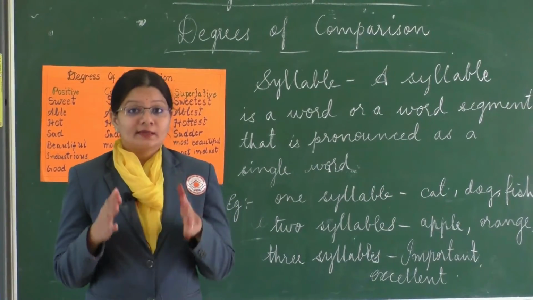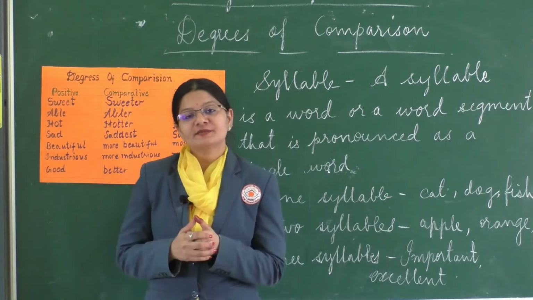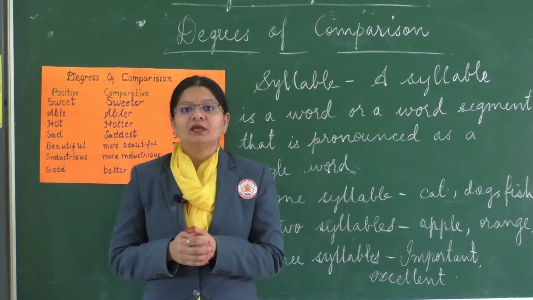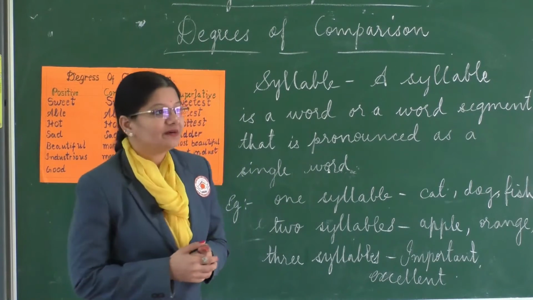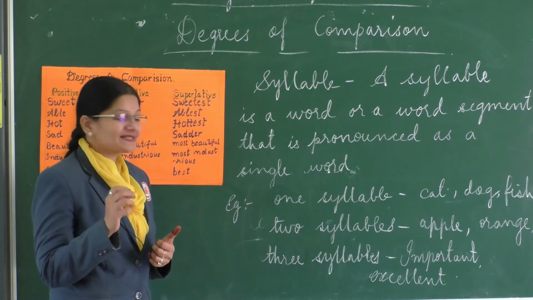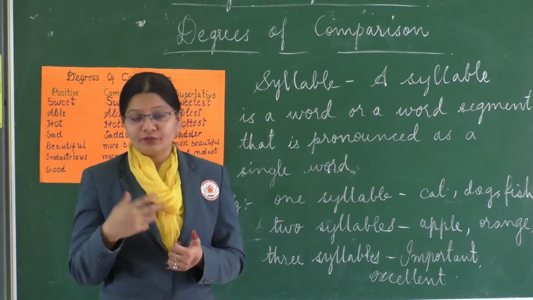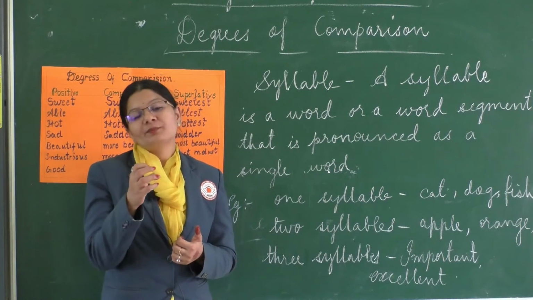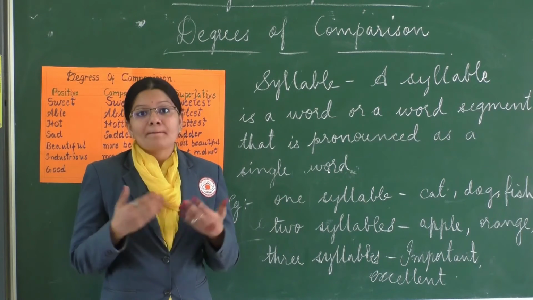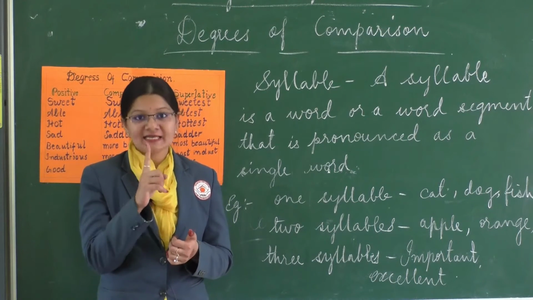Kids, now whenever we are doing the comparison of adjectives, then the syllable of the word or the noun plays an important role. Now what is syllable? Well, it is a word or a word segment which is pronounced as a single word. So with one go, you spell or pronounce one word. For example, cat. So this is pronounced in one go, right? You do not break it. Bat, mat, walk, book. All of these have single syllables.